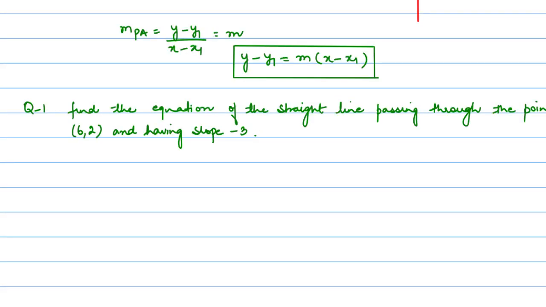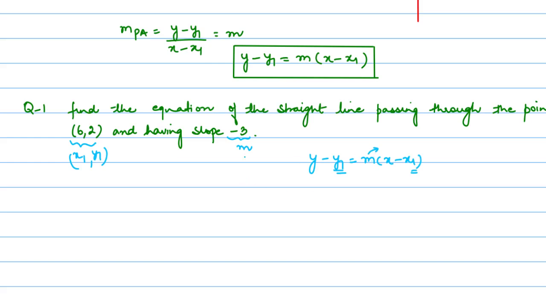Now we will take a few examples on the one point and the slope form. Now the first question is, find the equation of a straight line passing through the point 6, 2 and having slope minus 3. Now this is a very straightforward question. You are given the slope, that is m, and you are also given the point through which our line is passing, and let's say this is x1, y1. Therefore we know all the information for the one-point slope form. Therefore what is our equation? y minus y1 equals m times x minus x1, where x1, y1 is the point through which our line is passing, and m is the slope of our line.